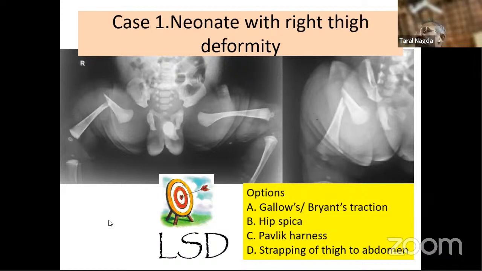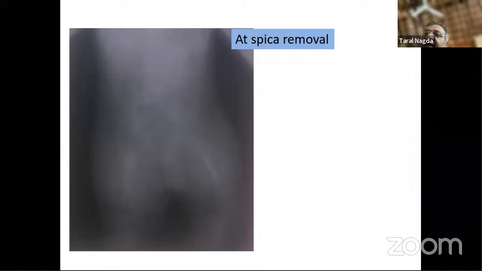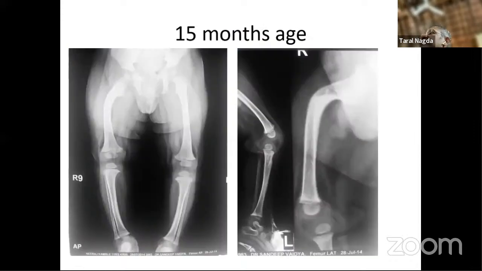So I'll just show you what options are available. This patient was actually treated in a spica cast like this. Now, what are the problems with putting the patient in a spica cast? It's very difficult to give a spica cast in a very young child. And this child had spica removal. This is an AP X-ray, but that doesn't tell you the story. The issue is the lateral X-ray.